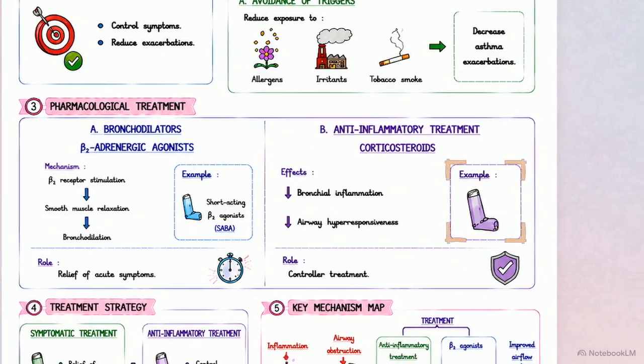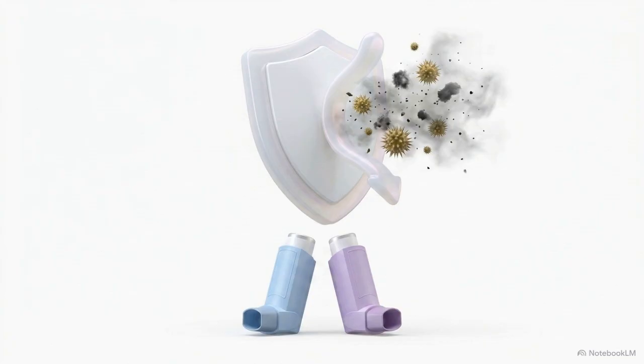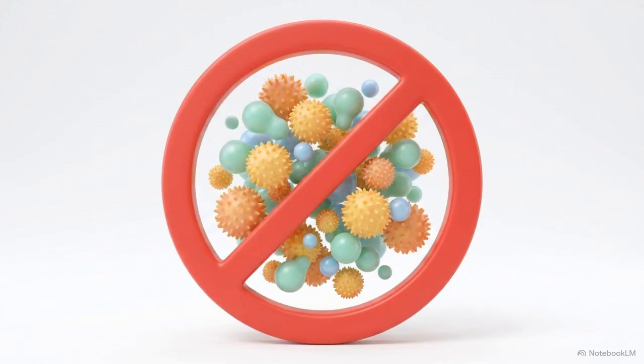Controller treatment, however, attacks the root cause. Corticosteroids are deployed to decrease bronchial inflammation and suppress the baseline tissue hyperresponsiveness. Both of these pharmaceutical interventions are secondary to the primary rule of management: strict avoidance of known environmental triggers to prevent the cascade from starting in the first place.